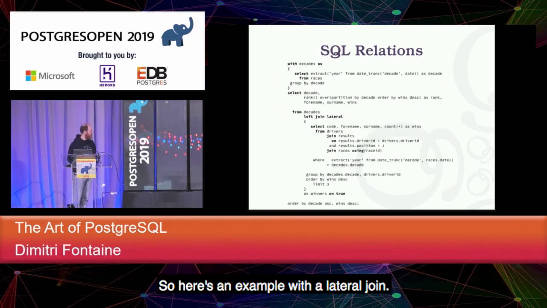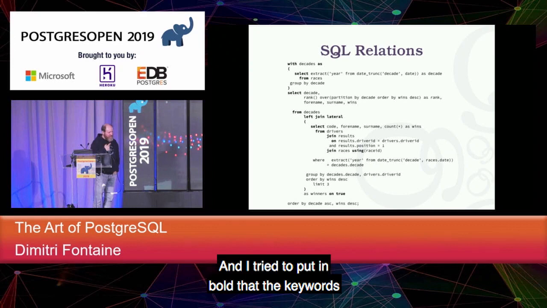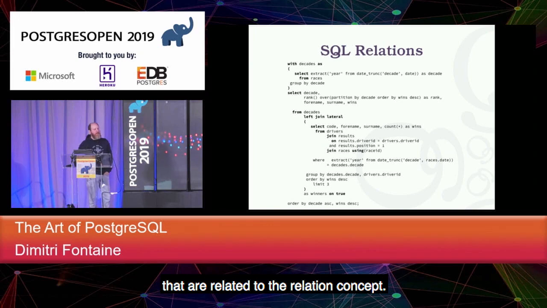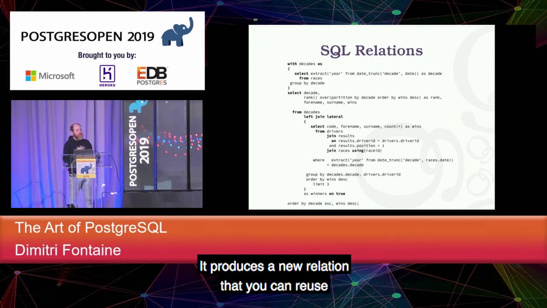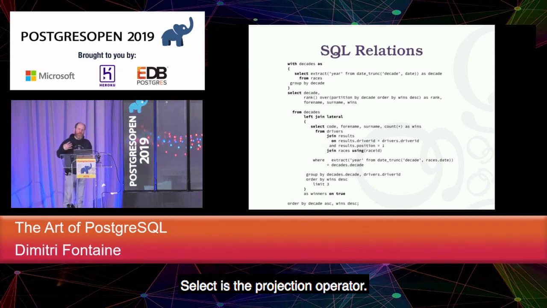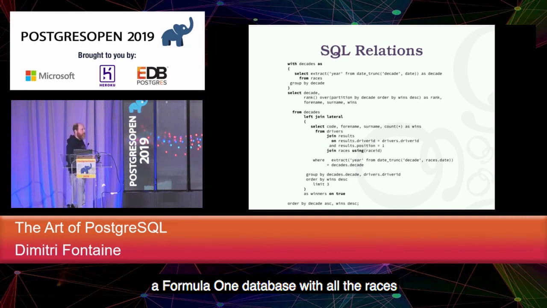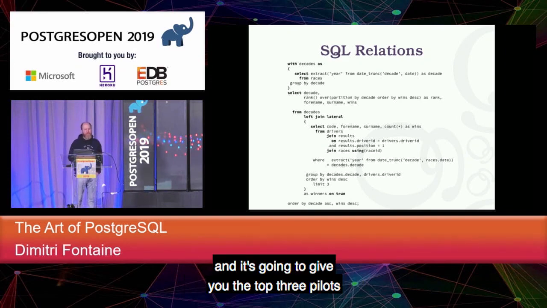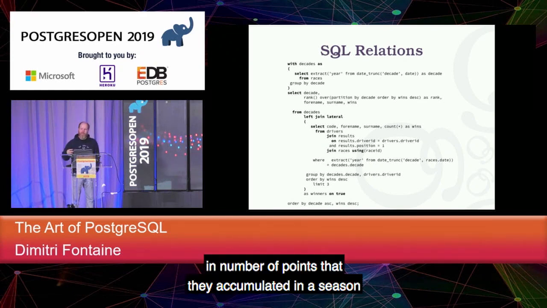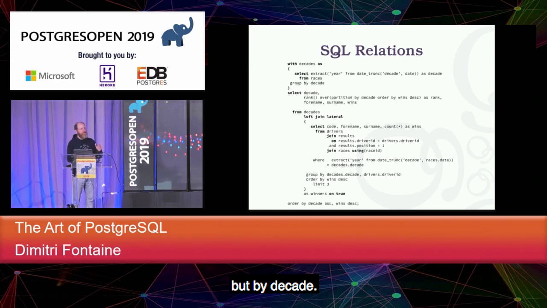So here is an example with a lateral join. And I tried to put in bold the keywords that are related to the relation concept. So WITH is a CTE, a common table expression. It introduces a new relation that you can reuse later in the query. SELECT is the projection operator. Oh, by the way, this query is based on a Formula One database with all the races and the drivers and the results. And it's going to give you the top 3 pilots in number of points that they accumulated in a season, but by decade.